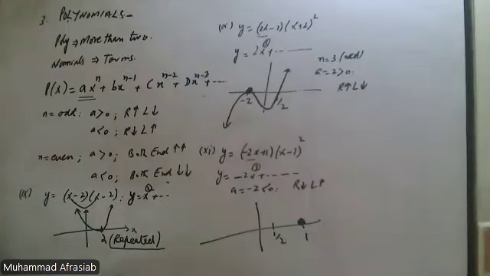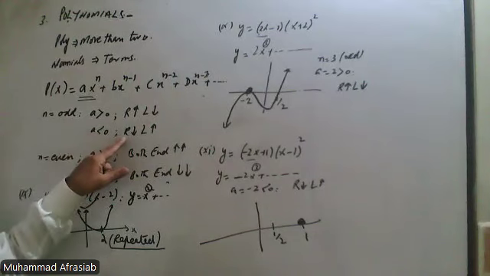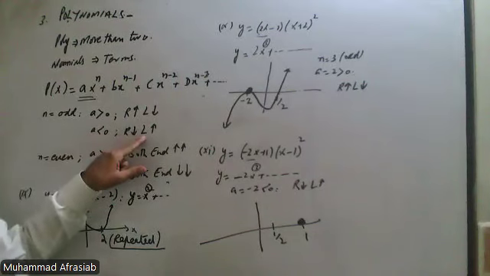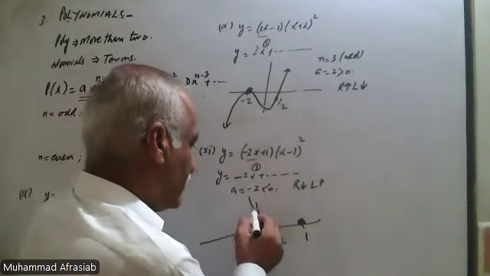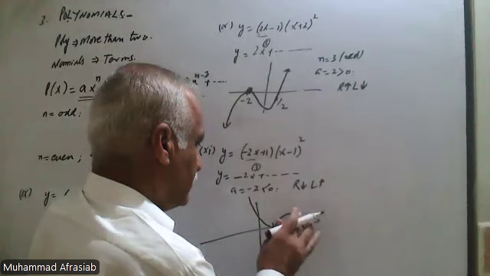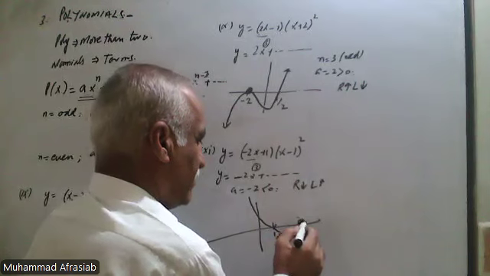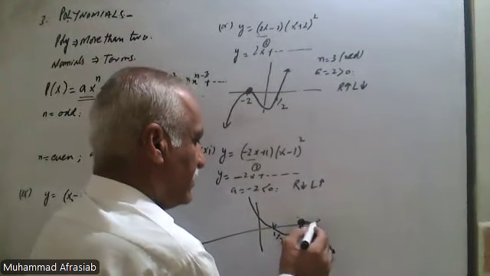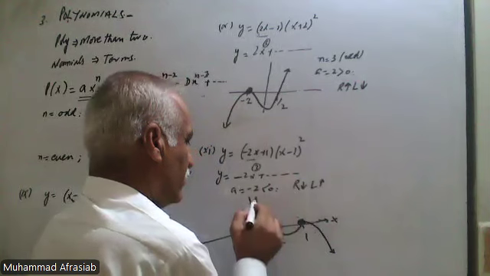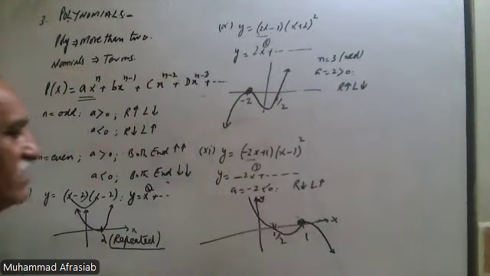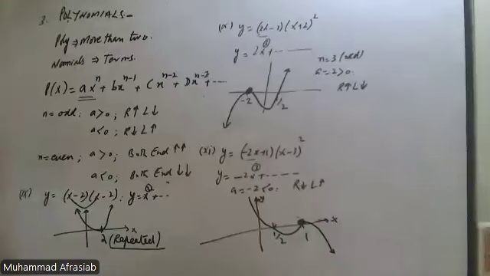Now we have to draw the sketch of this. So when it is odd and a is less than 0, then the right side is downward and the left side is upward. So we start from this upward, crossing from this point, and at 1 it is making a turn there. So it is coming downward. So this is the sketch of this. When it is odd and the coefficient is negative, then the left side is upward and the right side is downward.